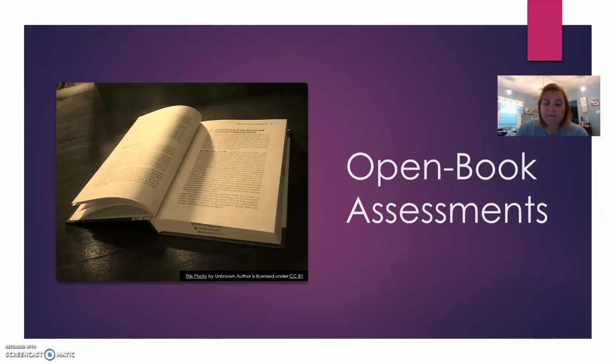Open book assessments are mainly used for students who can answer more complex questions. Start the assessment with lower level questions and move to higher level ones. Starting with lower level questions allows the students to gain confidence.